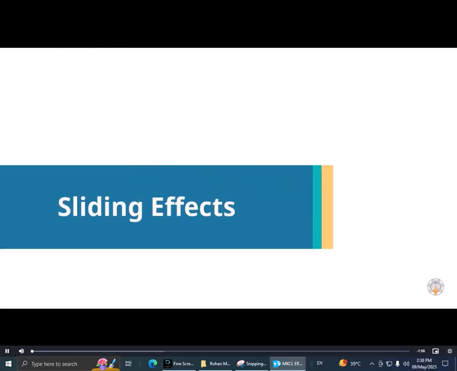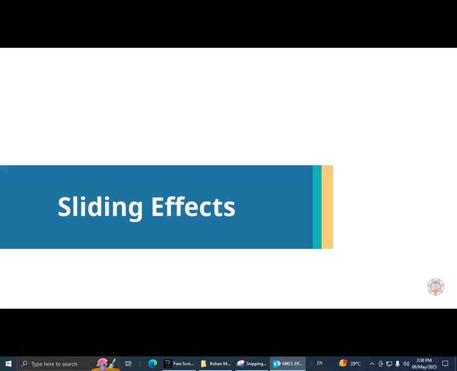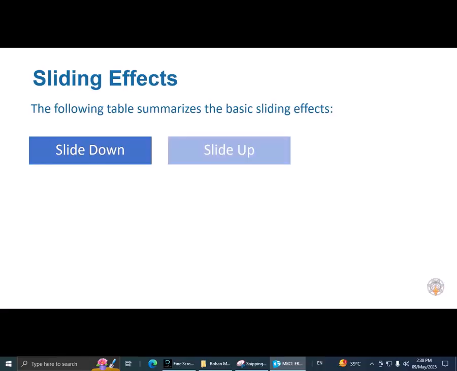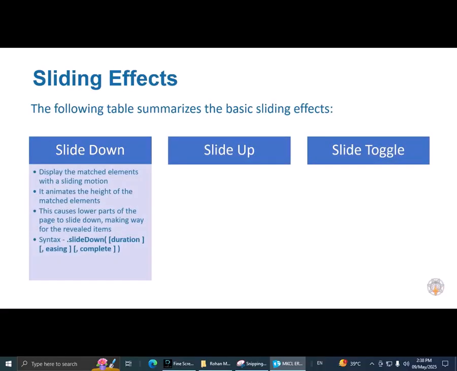As we have seen the fading effects, let us turn our attention to the sliding effects. The basic sliding effects are slide down, slide up, and slide toggle. The slide down displays the matched element with the sliding motion. It animates the height of the matched element. This causes the lower parts of the page to slide down, making the way for the revealed items.